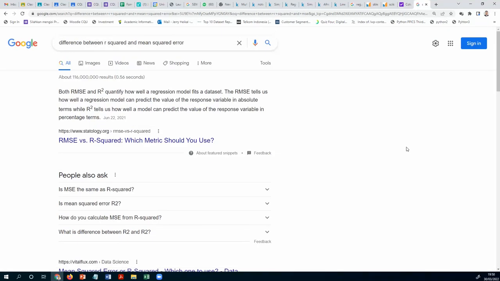Okay, this is different then. R square quantifies how well the regression model fits a data set. Mean square error tells us how well a regression model can predict the value of the response variable. R square tells us how well a model can predict the value of the response variable in a percentage term. Mean square error tells us how well the regression can predict the value in absolute terms, not in a percentage. That is the difference.